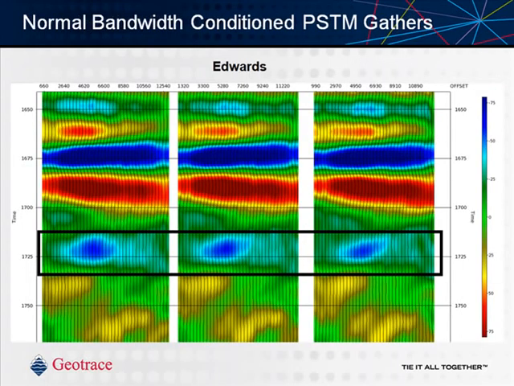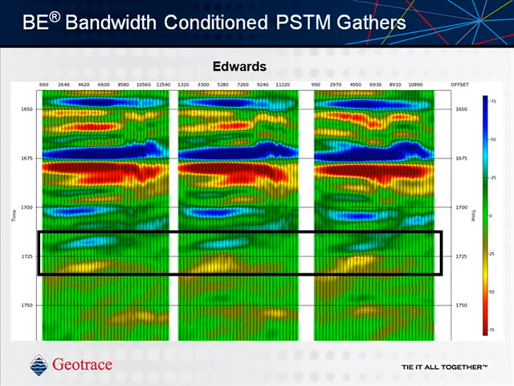This is an example of gathers. So now we're going to look a little bit more at the Edwards here shortly. And this is actually from the Edwards play that we're going to be looking at. And this is our normal bandwidth conditioned PSTM gathers. And you can see right here, this is the zone in which the porosity exists. And this is actually gathers from a high porosity zone area. This is the bandwidth extension of those gathers. And now you're starting to see top and bottom of that porosity zone, which we couldn't see before.